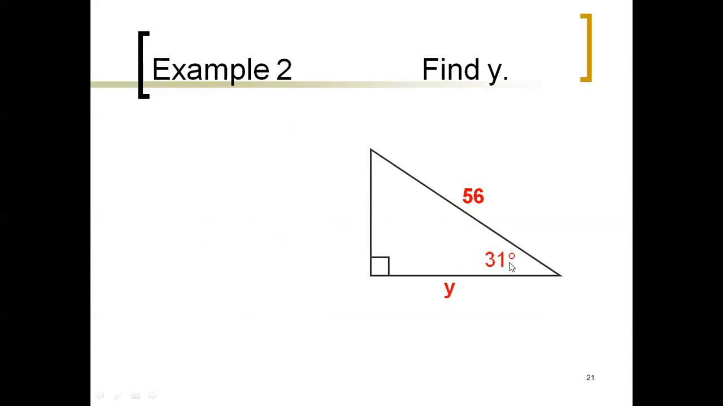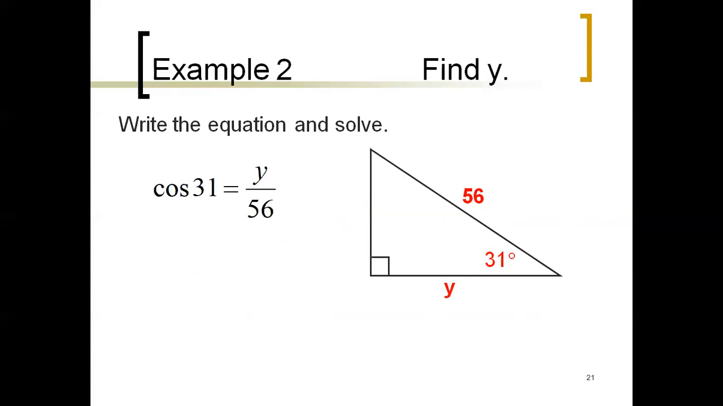From angle 31 degrees, y is the adjacent. This one is the hypotenuse. So we just write the equation and then solve that one. Since from the given right triangle, it involves adjacent and hypotenuse side, we will be using here the trigonometric ratio of cosine. Cosine 31 degrees equals y over 56. This is now the equation out from this figure.